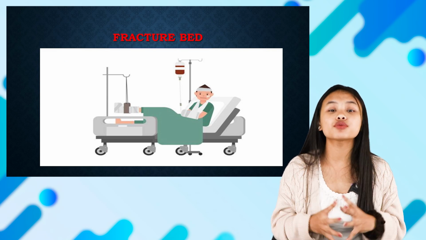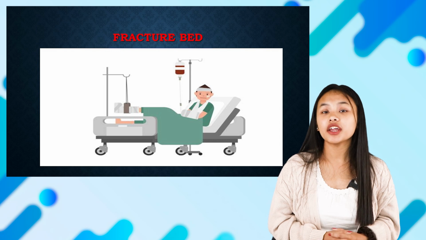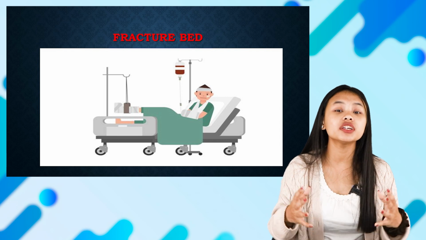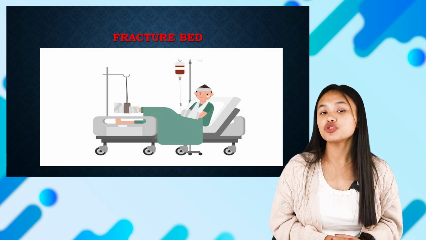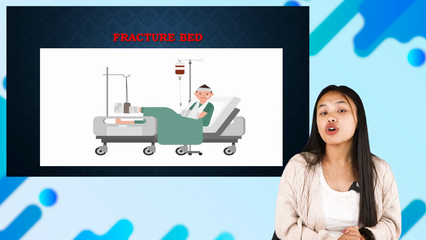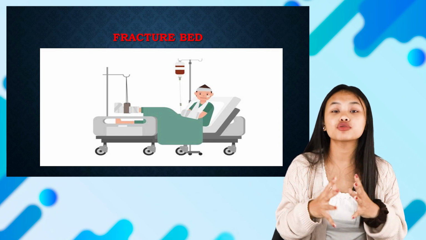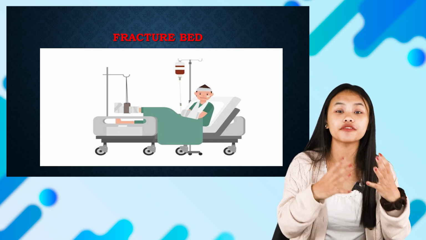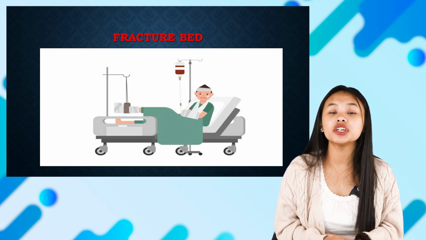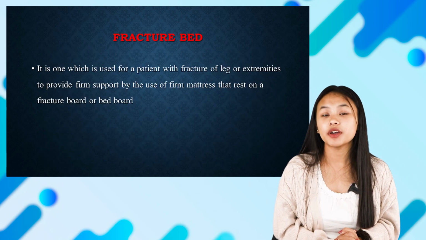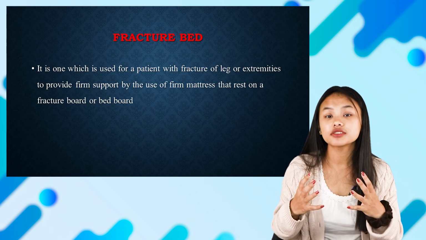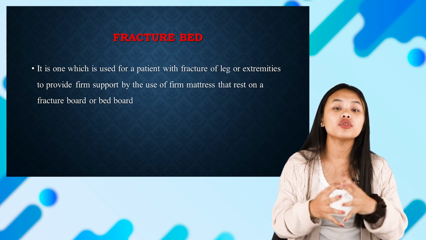Now moving on to the next one, that is the fracture bed. This is a kind of bed which is mainly used for the client who has had a fracture, especially in their lower extremities, in order to provide a firm support by the use of a firm mattress that rests on a fracture board or a bed board. So here, as you can see in the picture, this is a fracture bed whereby it is mainly used by the client who have had a fracture in the lower extremities. Why? Because this bed will be providing a firm support by the use of the firm mattress that will be resting on a fracture board or a bed board.